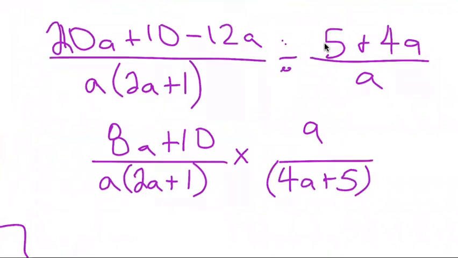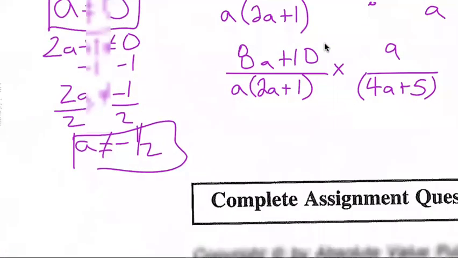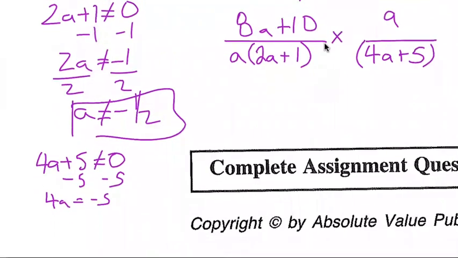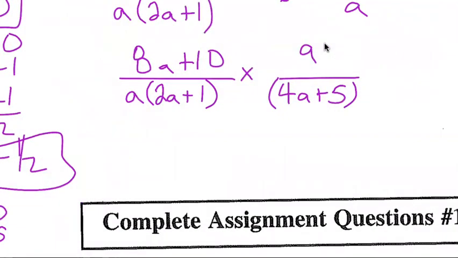Boom, boom. Got a new non-permissible value, 4a plus 5. 4a plus 5 cannot equal 0, minus 5, 4a cannot equal -5. Divide by 4, -5/4. a cannot equal -5/4. So a new non-permissible value.